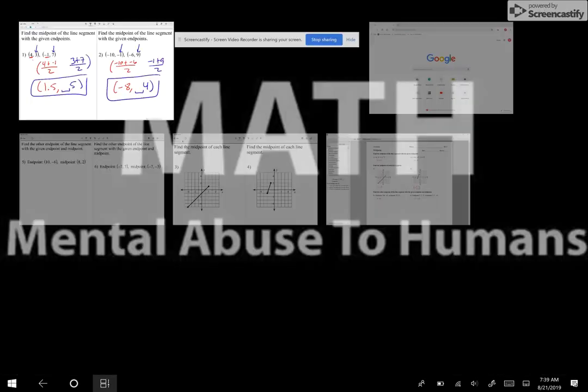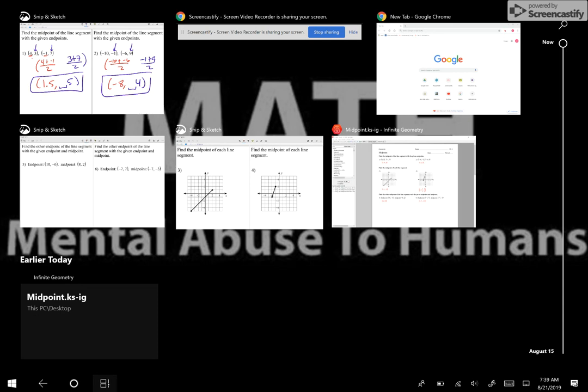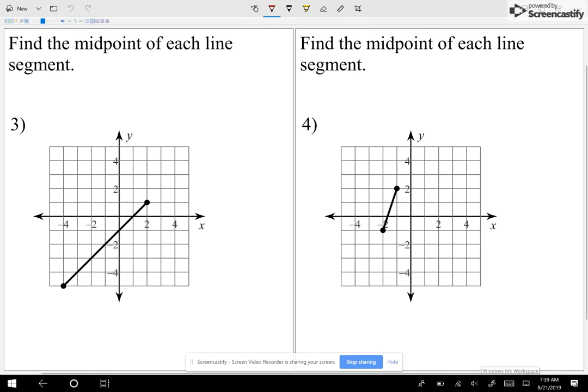I can give it to you guys numerically, but I can also give it to you guys graphically. So it's a graph. Here I'm asking the same thing. Find the midpoint of each line segment. I'm not going to expect you guys to copy these notes, copy this graph. That's not going to be too simple. But what we're going to do, we're going to get the endpoints of each line segment.